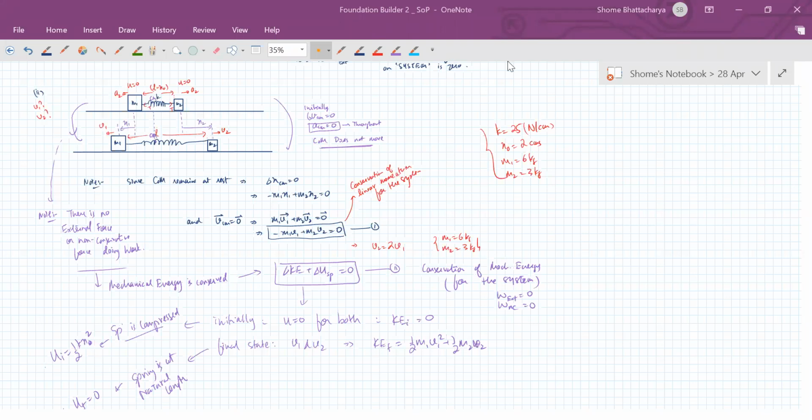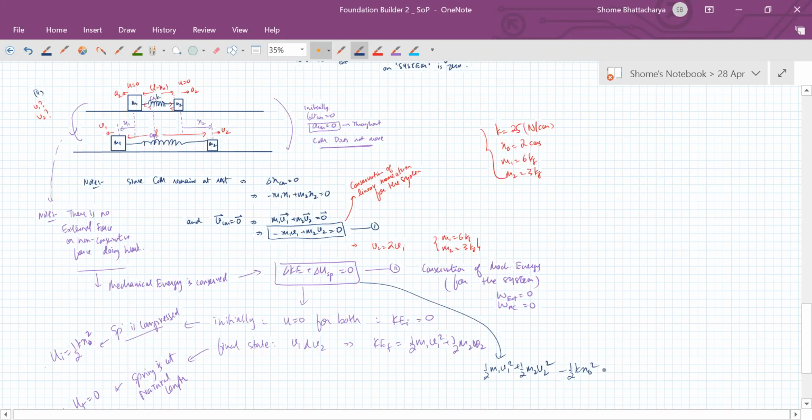Right. So anybody got the answers? Okay, so let's see what this second equation will become. The second equation, conservation of energy, will become half m1 v1 square plus half m2 v2 square. That's the change in kinetic energy, but minus half k x naught square. There's a change in potential energy, so that should be equal to 0.